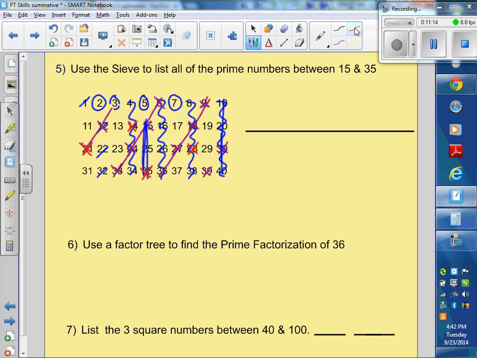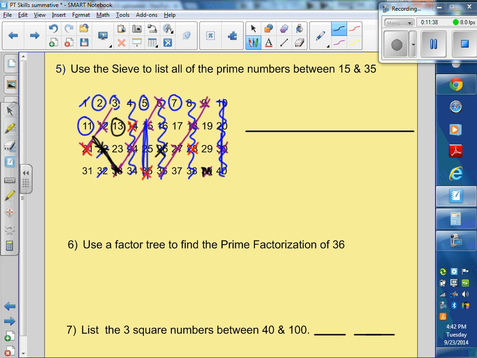The next prime number is 11. So crossing out the multiples of 11, they're on this diagonal right here. Those are gone. Next prime number is 13. Double it, you would cross out 26. That's gone. 13 times 3 is 39. That's gone.